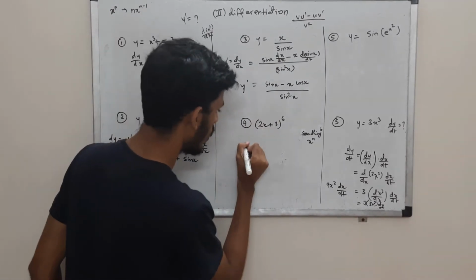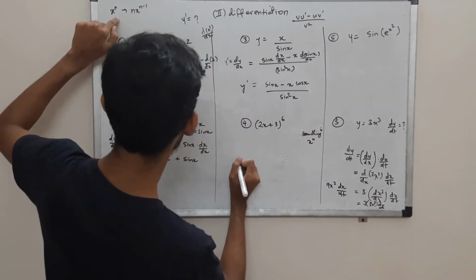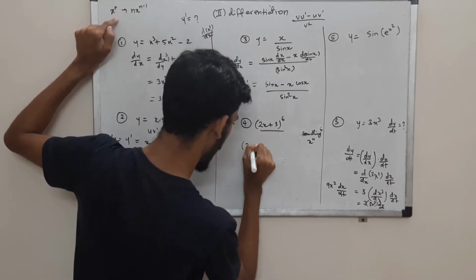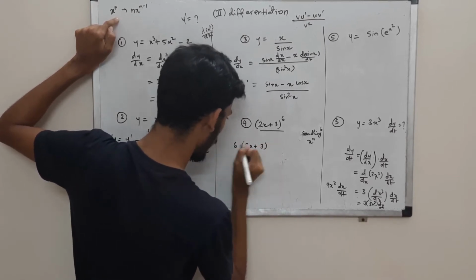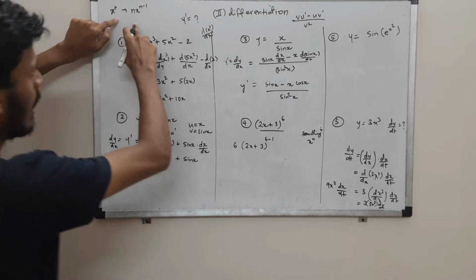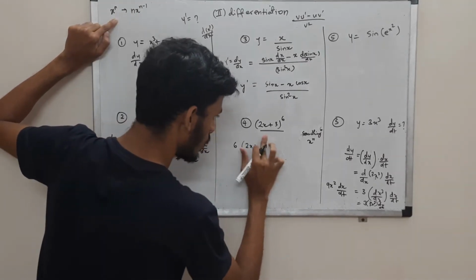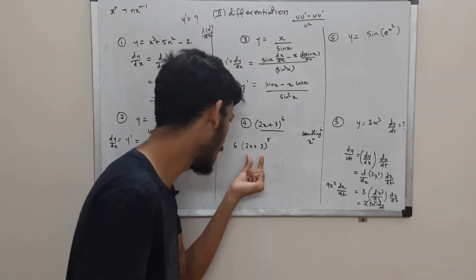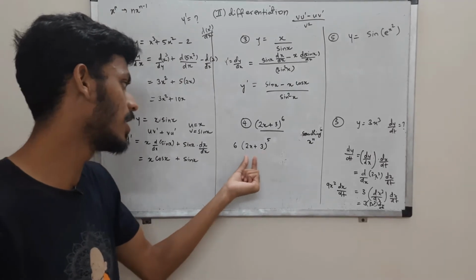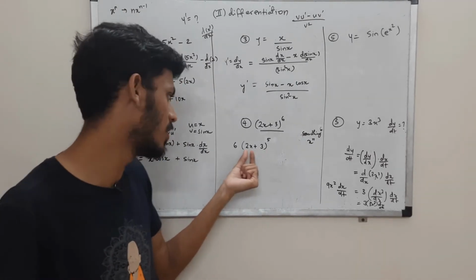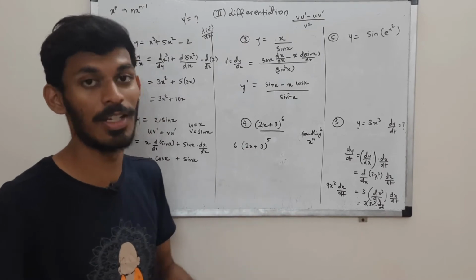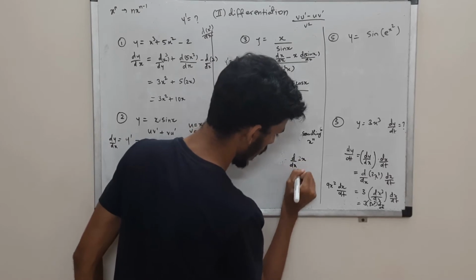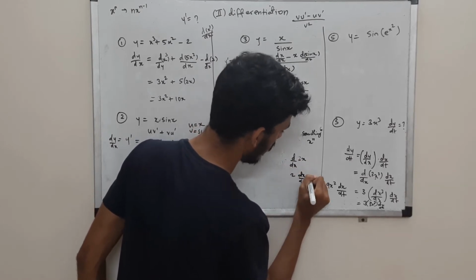I'll show you how. First you are supposed to use this. This entire thing is your x now. So the power comes down, n x raised to n minus 1, with 6 minus 1, that is 5. Now you have to go inside the bracket and differentiate 2x plus 3. 3 is a constant, its differentiation is 0. The differentiation of kx is k, so if you differentiate 2x, 2 will come out and dx by dx, so basically this is 2.